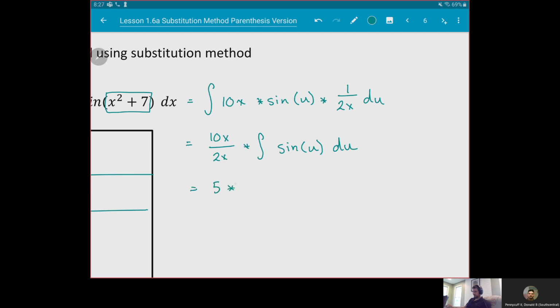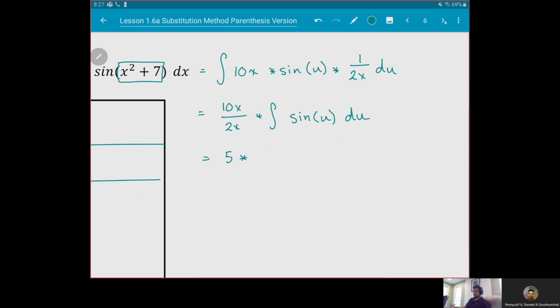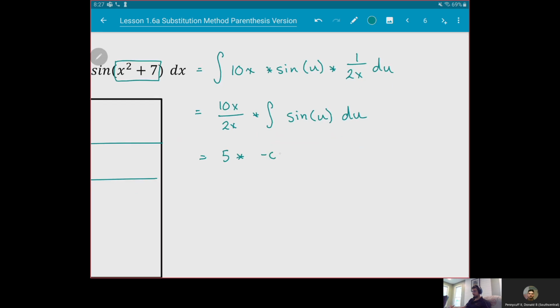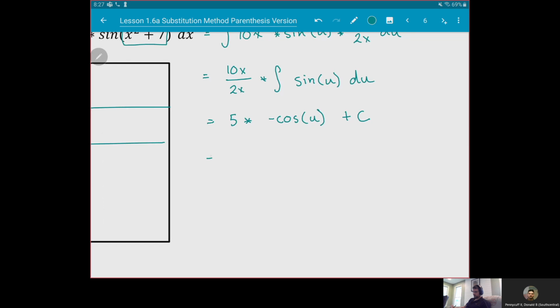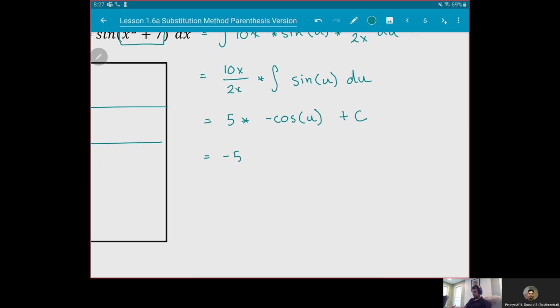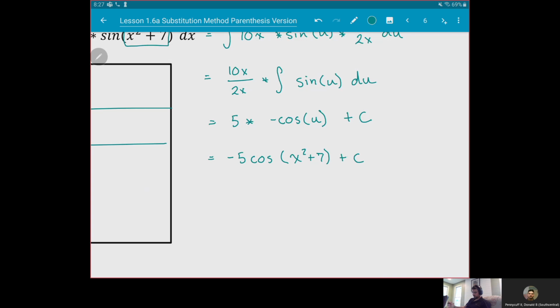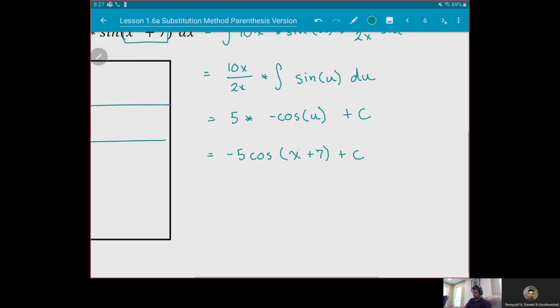And if you look at your integral table, sine of a letter is going to be negative cosine. Don't forget our plus c. Plug the original back in, so that's negative 5 cosine x squared plus 7 plus c. And that's a horrible looking square. Let's see if I can do a better job. There we go. And there's my finished product. No big deal.